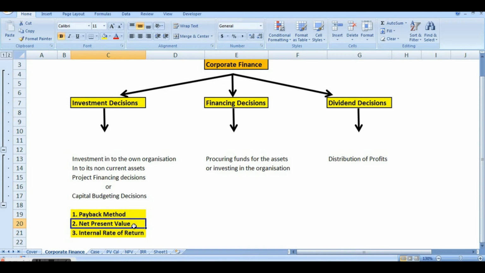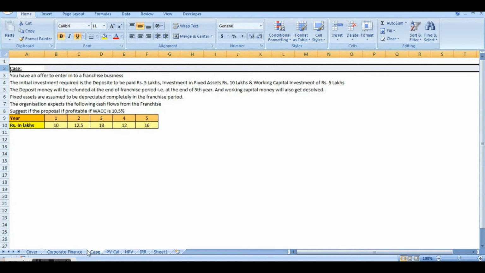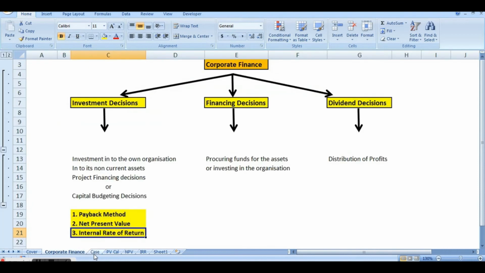This is just an intro. I know it is very difficult for a non-finance person to understand from this only. That is why we are going to study this with the help of a case study. All these three methods we will try to study with the help of a small caselet. But before that, let us go through the other two financing decisions, because we are going to study some part of it later on. Now, what is a financing decision? It simply means procuring funds for the assets for investing into the organization.